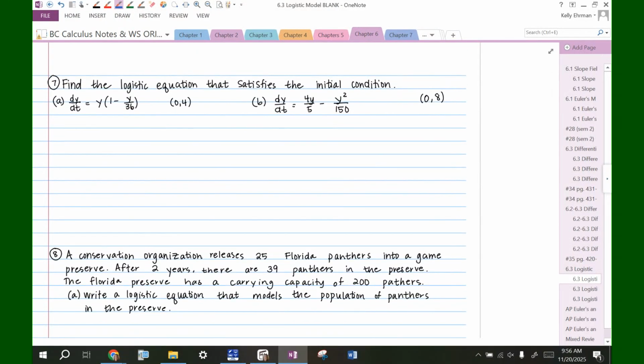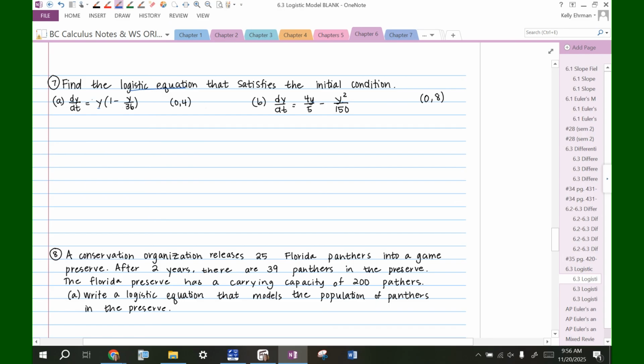All right, number 7, find the logistic equation that satisfies the initial condition. If we're told to find a logistic equation, that means that these are logistic differential equations. And I also know that because these are outputs. If these variables said t on this side, they couldn't be logistic. All right, so how do I do that?